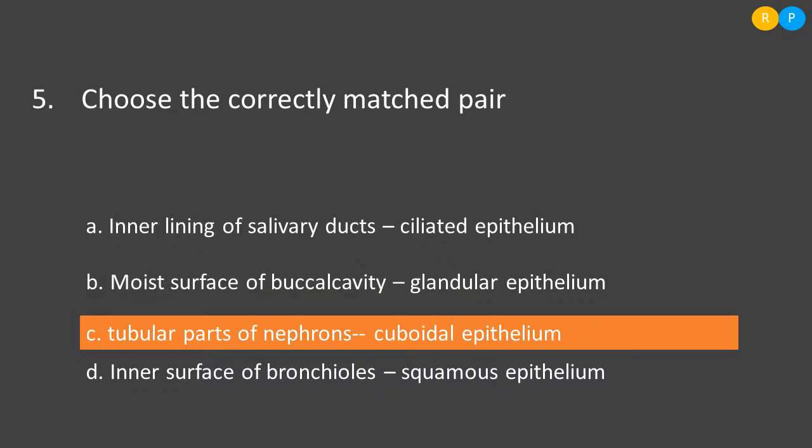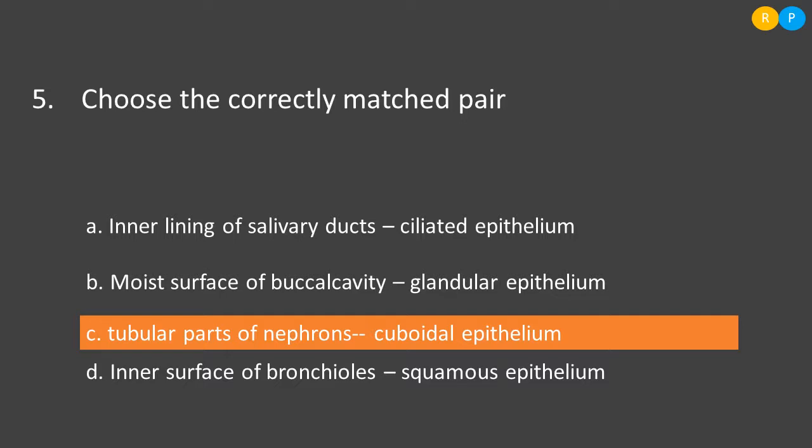Then our fifth question, choose the correctly matched pair. So let us see option A, inner lining of salivary ducts. So inner lining of salivary ducts is not made out of ciliated epithelium. Clear? So then what is the correct answer? Inner lining of salivary duct is composed of compound epithelium. So option A is wrongly matched.